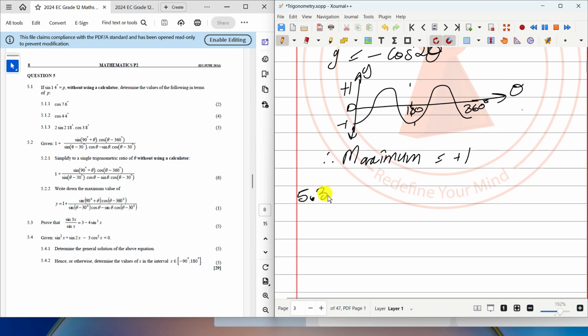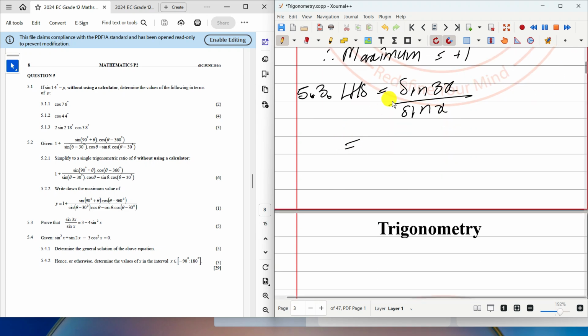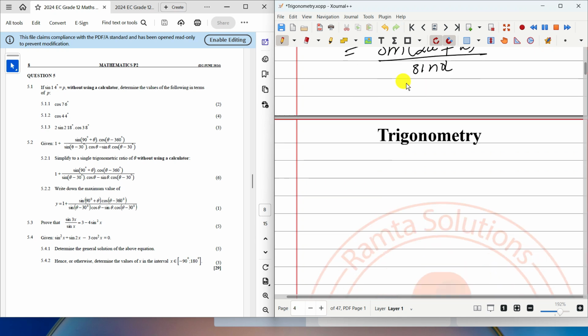Proceeding to 5.3. This one is interesting. Sine 3x over sine x is equal to 3 minus 4 sine square x. The left-hand side or the right-hand side, which one will be easy to manipulate? I think it's the left-hand side. So let's manipulate the left-hand side. It is sine 3x over sine x. Now, we know sine 3x, we can write it as a double angle 2x plus x. We leave the denominator as is.